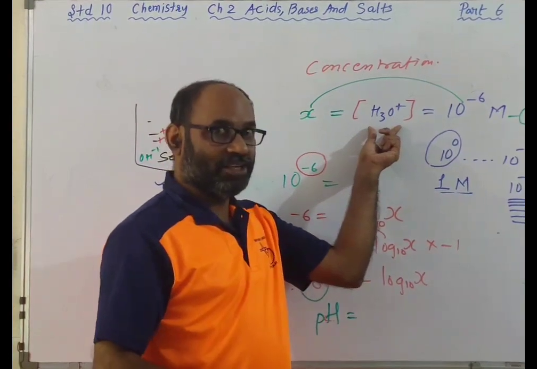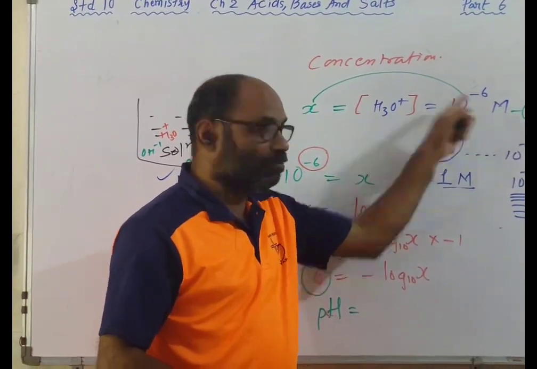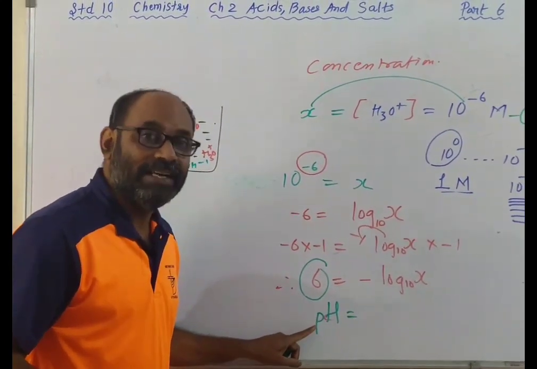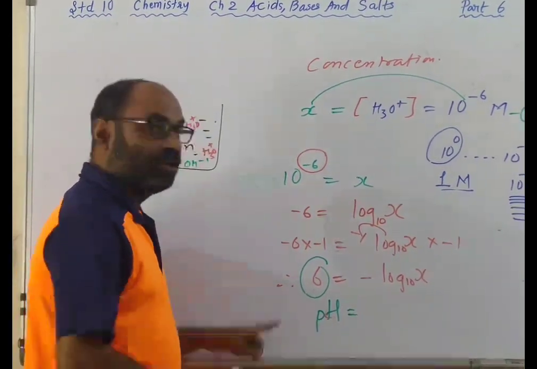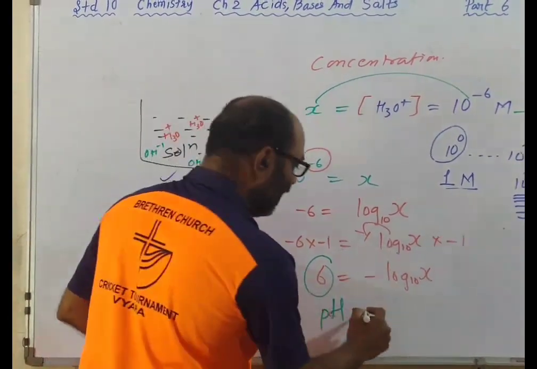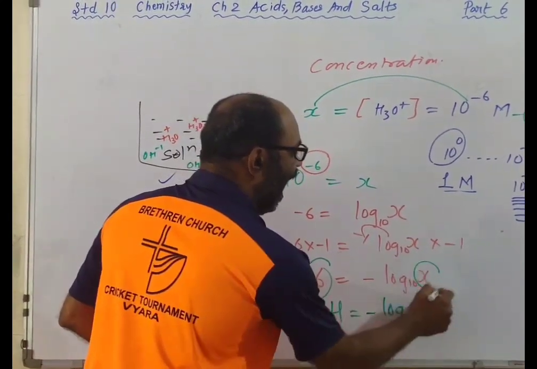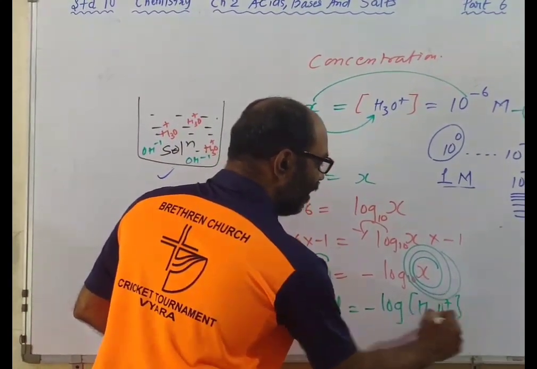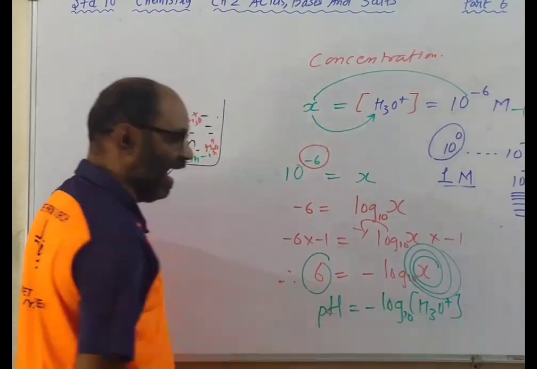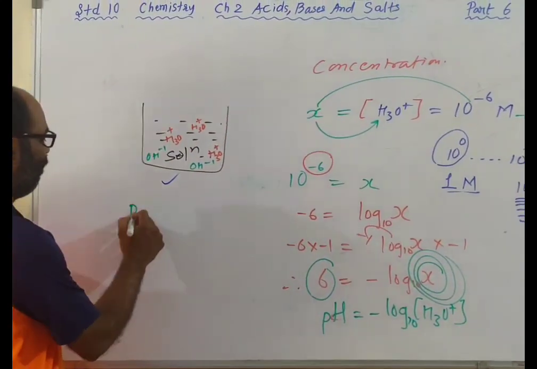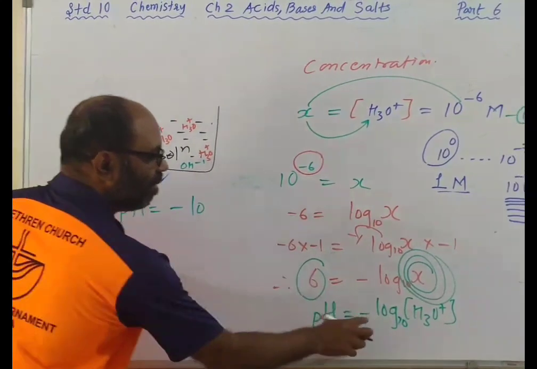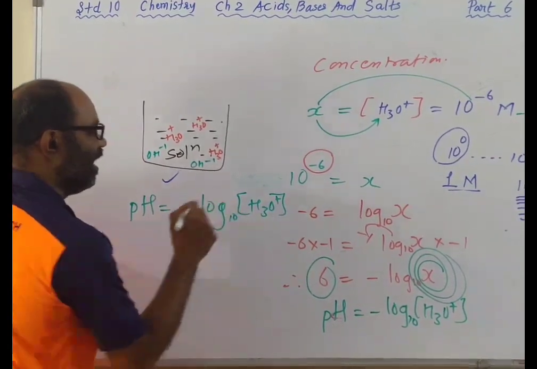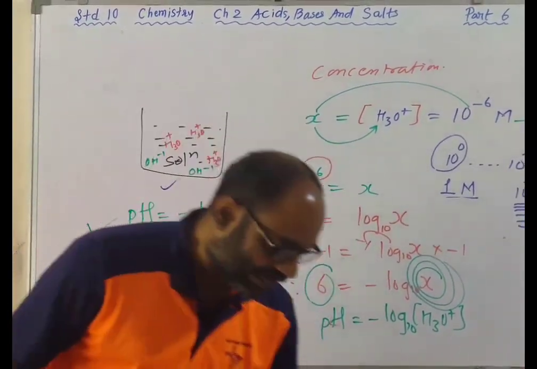This was concentration. Concentration of hydronium ion is 10 raised to minus 6 molar. और जो फिगर आया नंबर 6, that is called pH. साइंटिस्ट ने, मैथमेटिशियन ने, सोरेनसन ने उसको pH बोला. और यहां क्या आया? माइनस लॉग ऑफ x. व्हाट इज x? Concentration of hydronium ion, of course, to the base 10. So here is the concept of pH. pH is negative logarithm of hydronium ion concentration to the base 10. This is pH. Are you getting me?